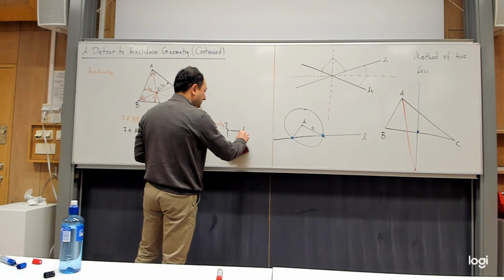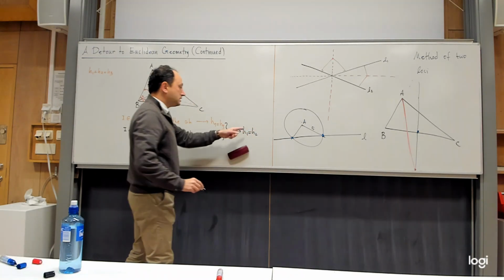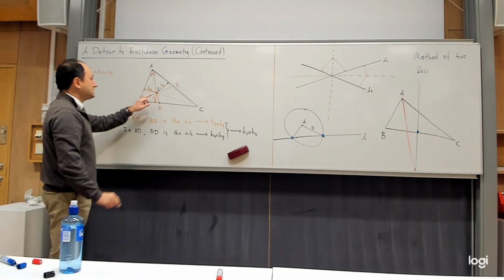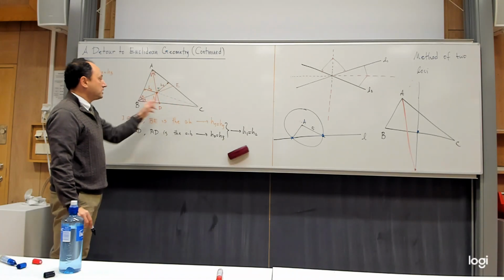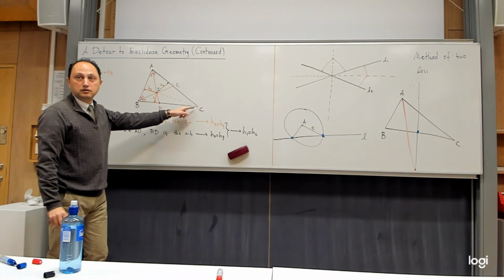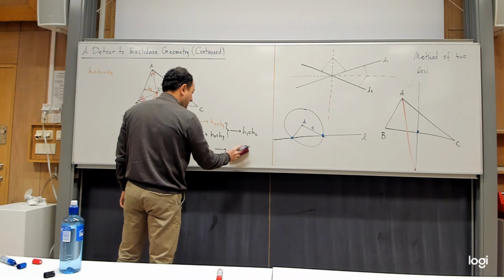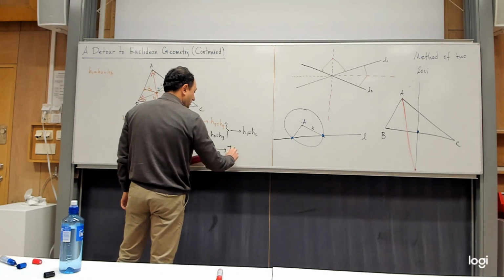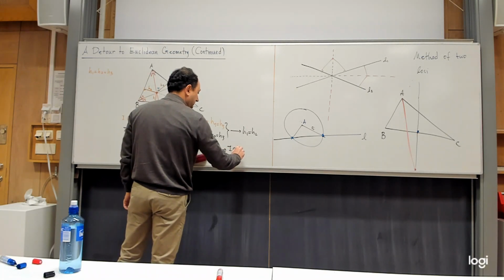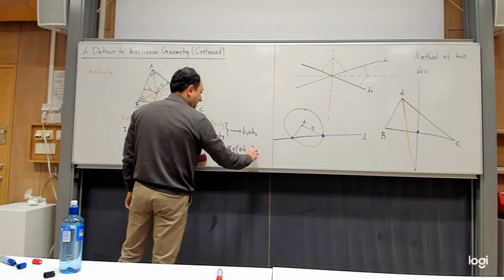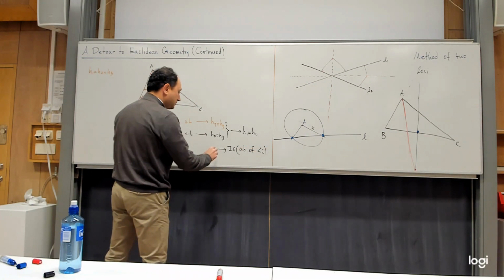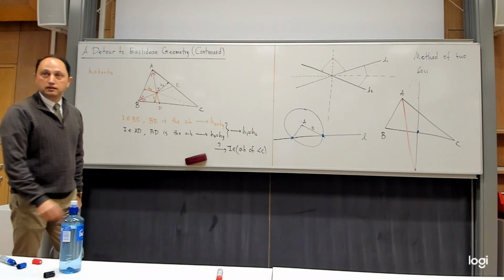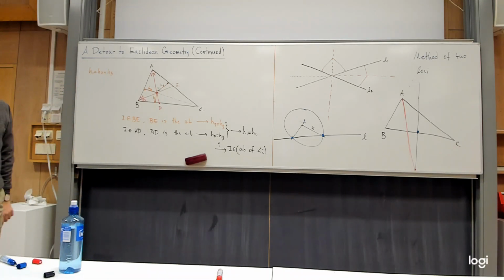Yes or no? But if H1 is equal to H2, it means that I belongs to the angle bisector of C. Why is that? So this means that I belongs to the angle bisector of angle C. This last piece I want you to understand. Do you understand the last part? Why is that the case?